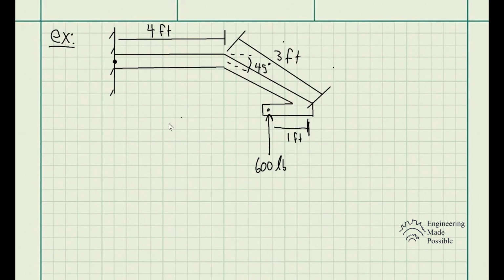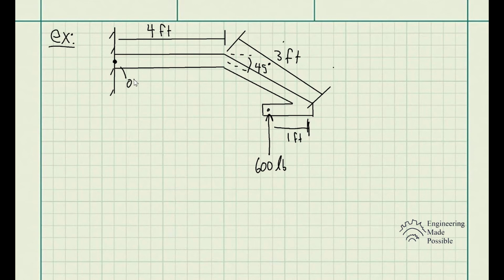So now for this example, we have this structure or beam with this specified geometry. Now we have the dimensions from the wall here to the first bending point, which is 4 feet, and then we have a 45 degree angle drop of that beam that goes for 3 feet, and the force being applied is 600 pounds, which is a foot from the right-hand side. Now the question here is, what is the moment that this force causes with respect to point O? So now the first thing is, we know the force right off the bat, because it's given in the problem statement.